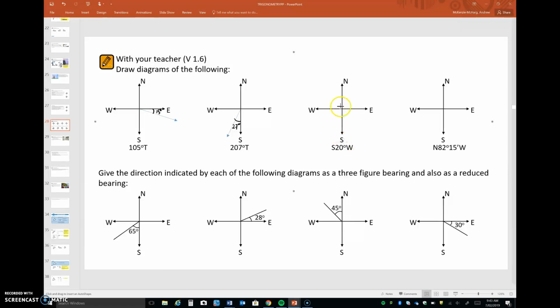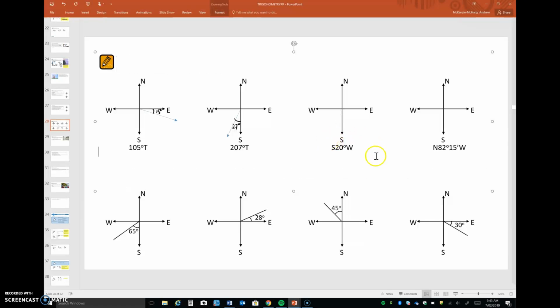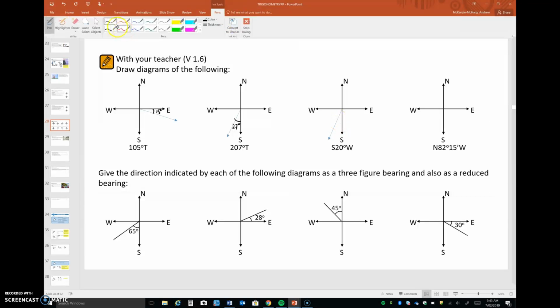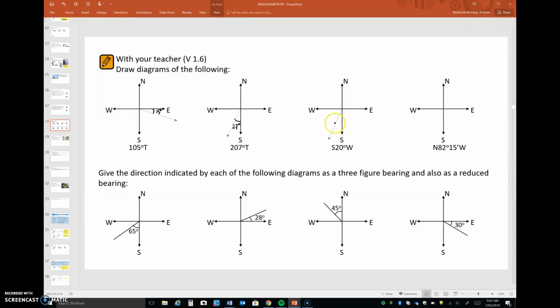We're going to go from south 20 degrees towards west. Okay, so there I am pointing south, and west is going to be this direction. It's clockwise again. I'm going to go 20 degrees that way, about that much. And I'll mark that in. I've gone 20 degrees in that direction. Okay, last diagram type 1.